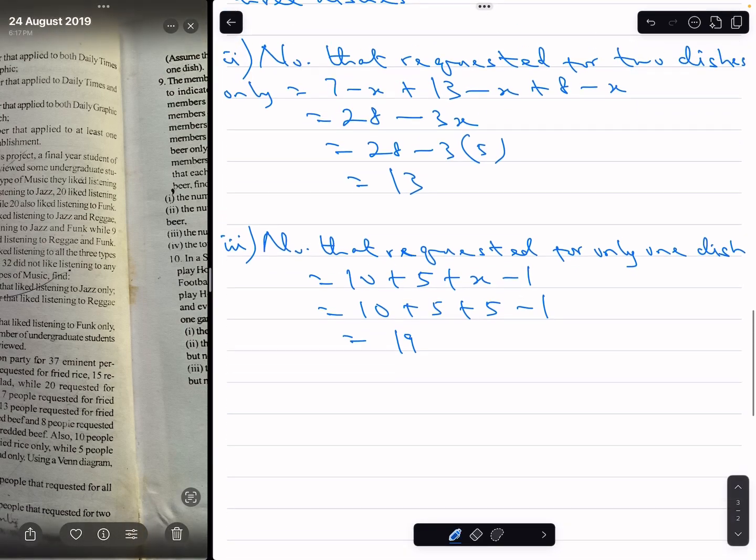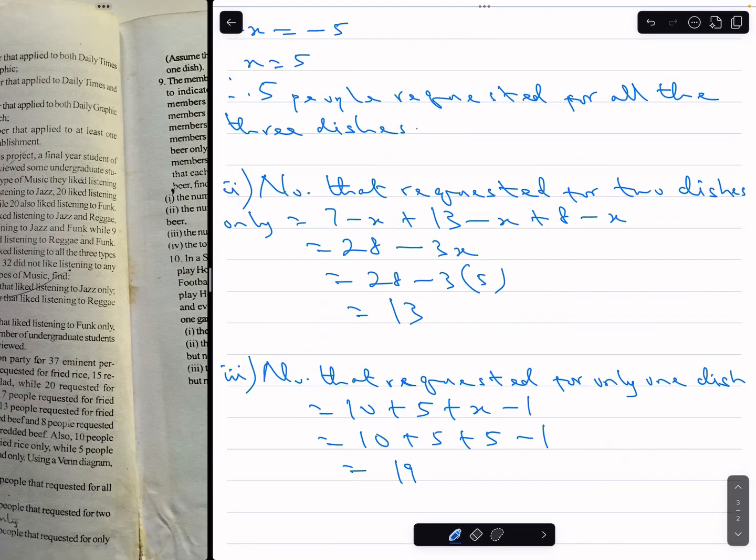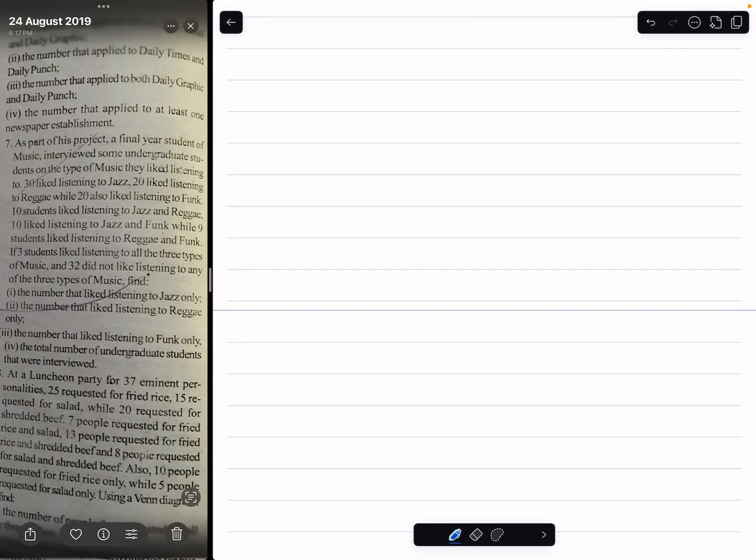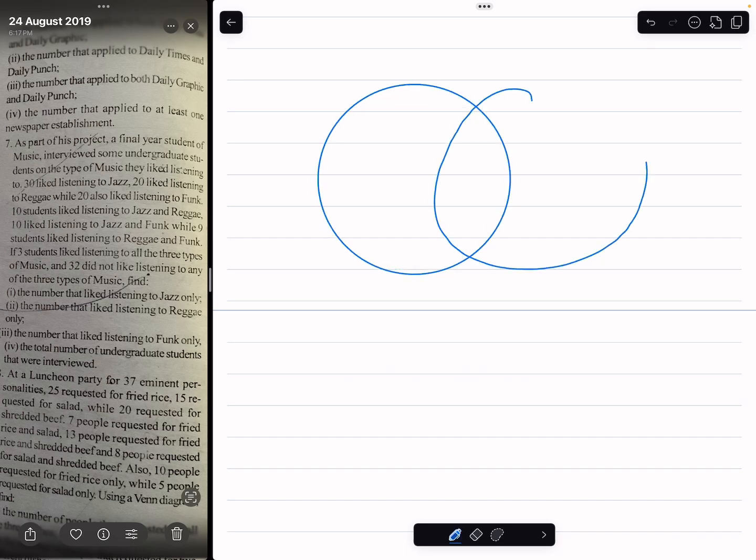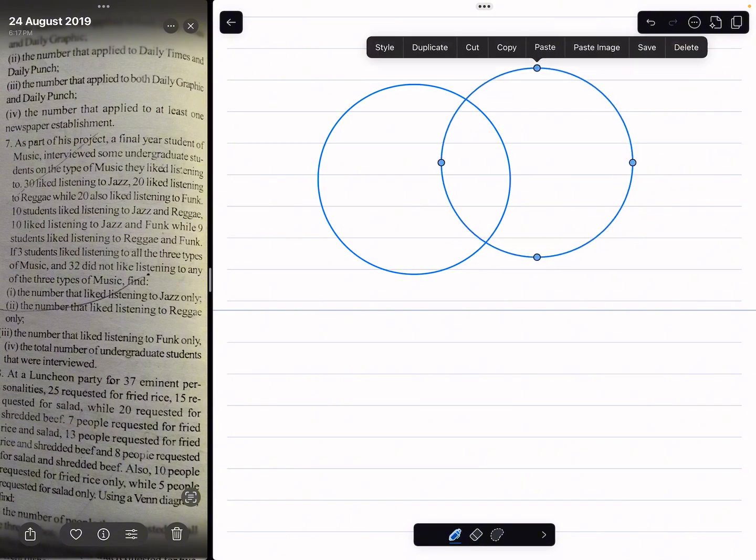So 19 people requested for only one dish. And that's it, very, very simply. Now let's do number 7. As part of his project, a final year student of music interviewed some undergraduate students on the type of music they liked listening to. 30 liked listening to jazz, 20 liked listening to reggae, while 20 also liked listening to funk. So there are 3 types of music: jazz, reggae, and funk.